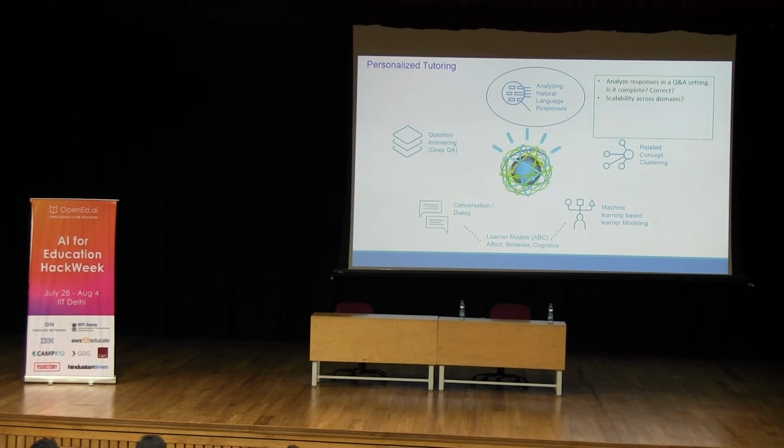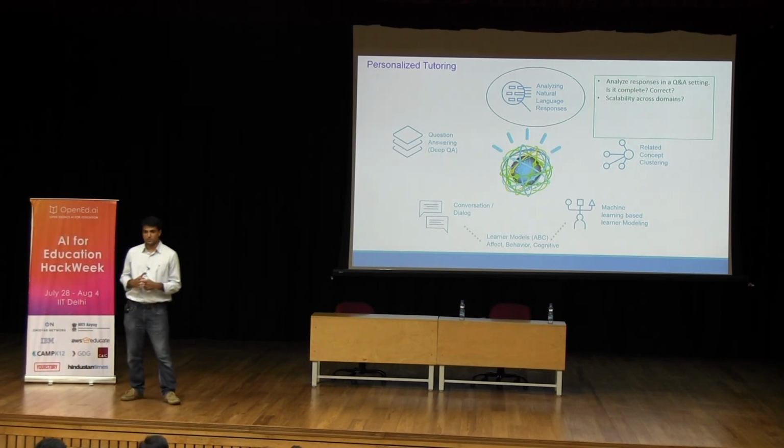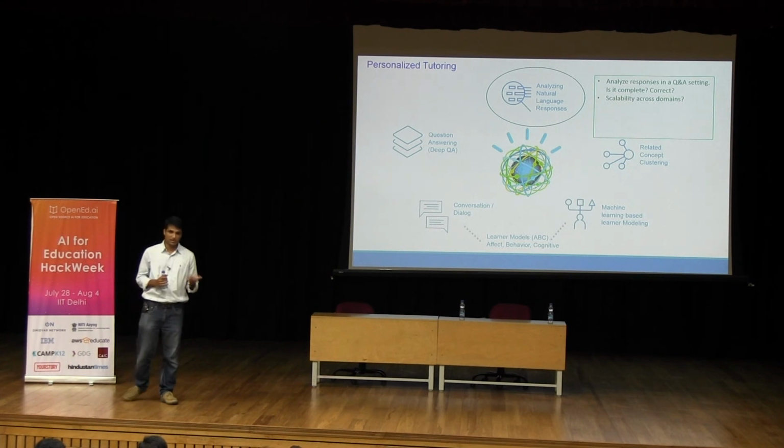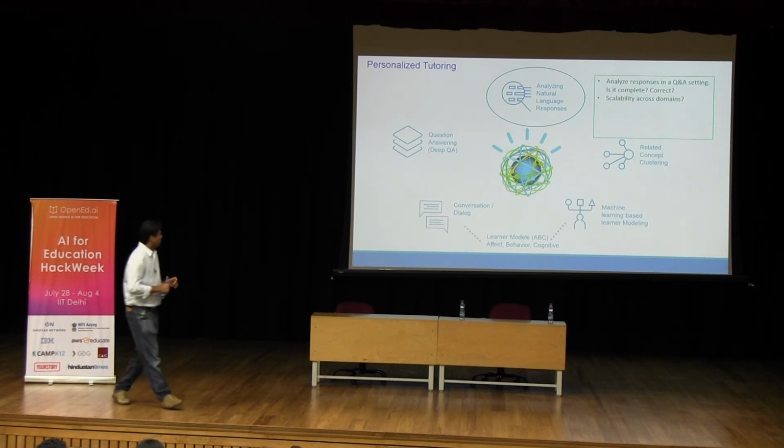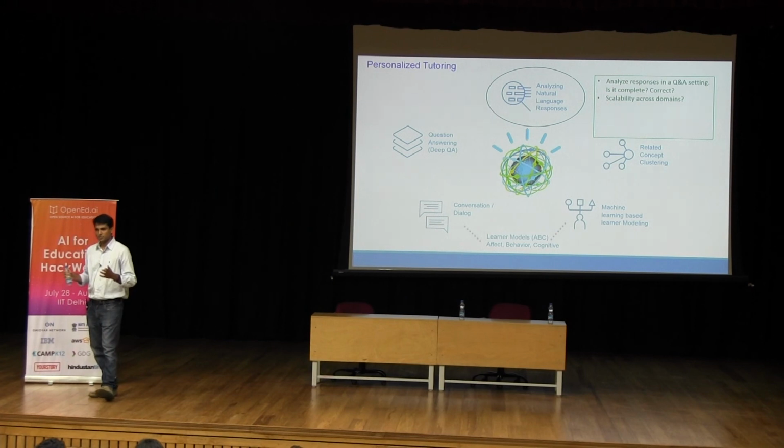Let's move to analyzing. So far we've been talking about what the system should know. Let's talk about what the system should be able to do. It should be able to assess what you've said. Is it correct? Is it partially correct? Is it incorrect? How would you do this in a manner that can scale across different domains?